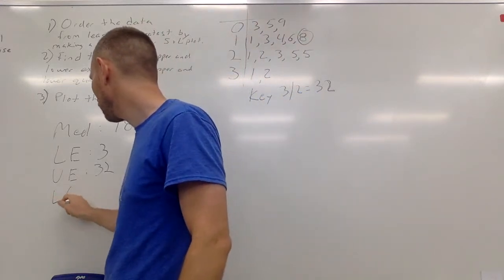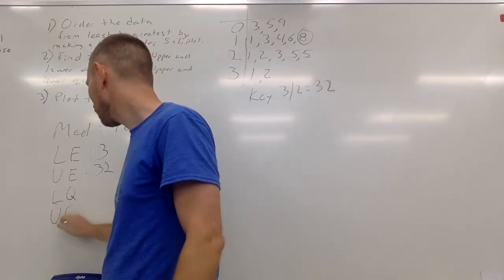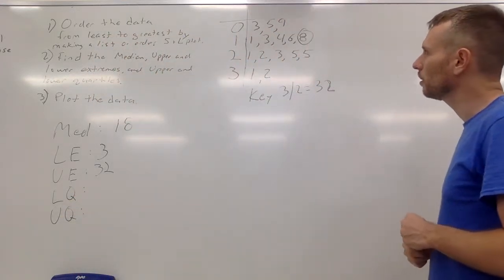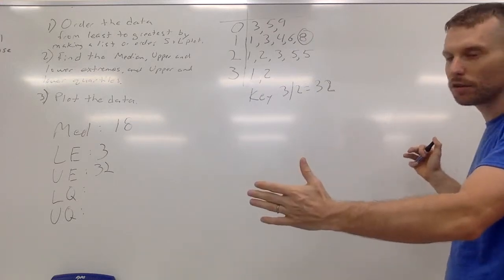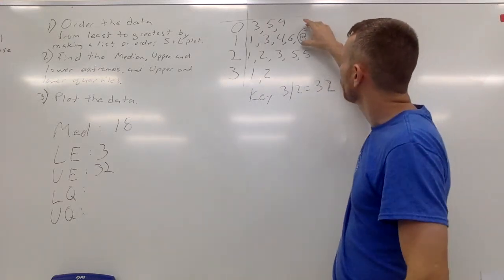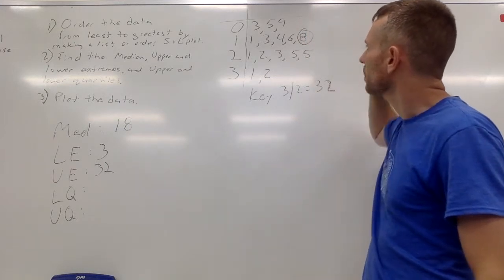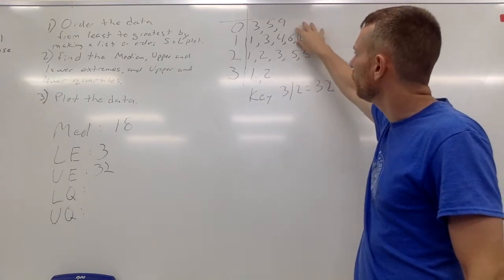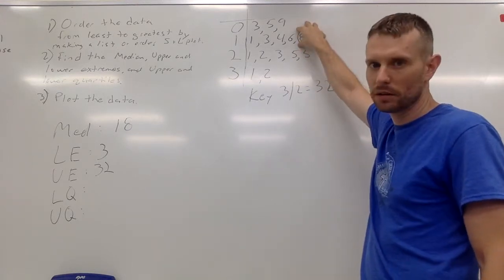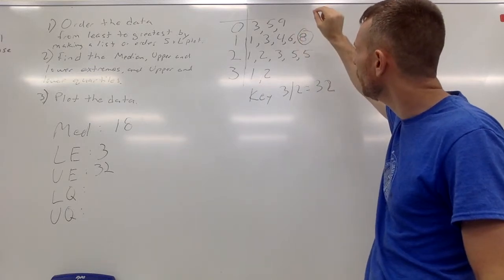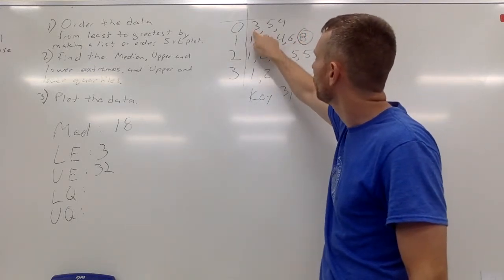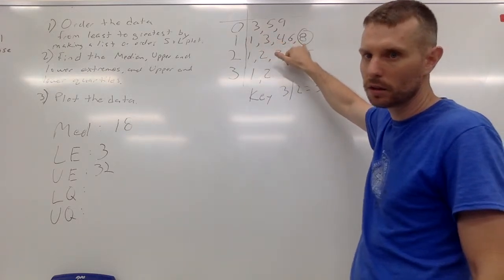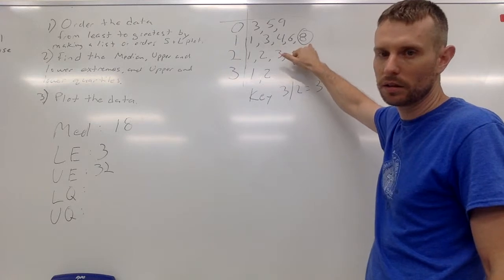Now I want my lower quartile, and you might see this as LQ and UQ. The lower quartile is going to be halfway between the lower extreme and the median. Since I had an odd number in my total data set, I'm not going to use this 8, which was the median. I'm just going to use the numbers between the lower extreme and here.